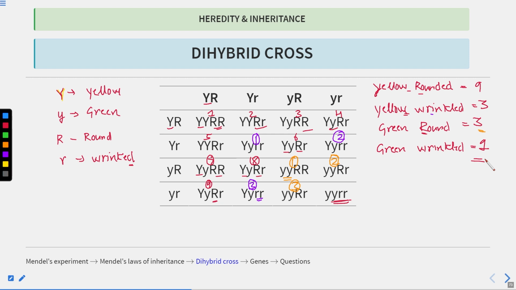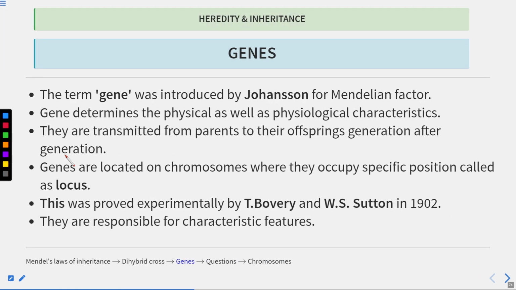The alleles of one gene, okay? So these are the 2 alleles of one gene. They assort independently from the alleles of another gene. Clear? Okay. Now let's talk about the genes. What are genes? We were talking about genes for such a long time. Now let me introduce you to the term genes.